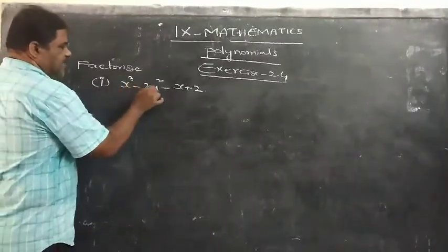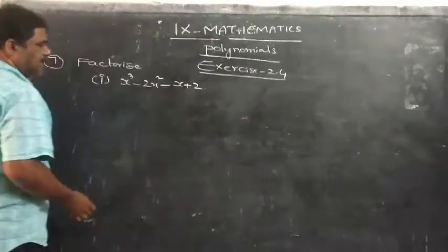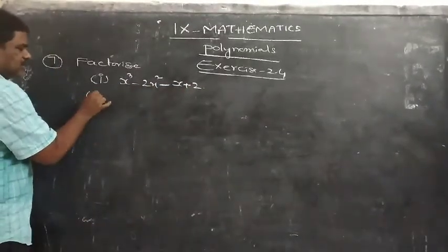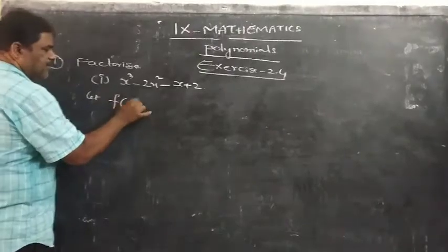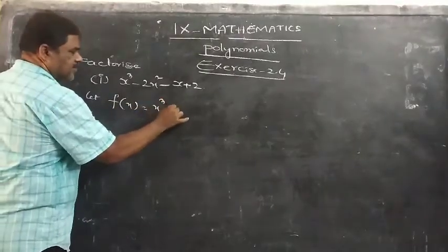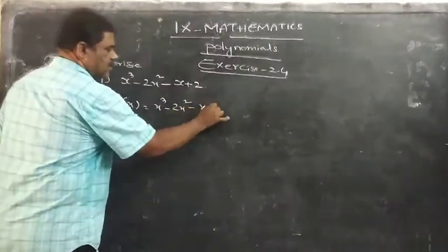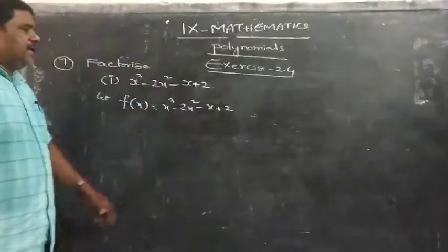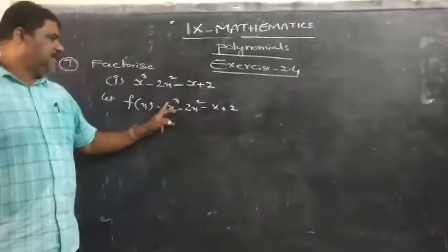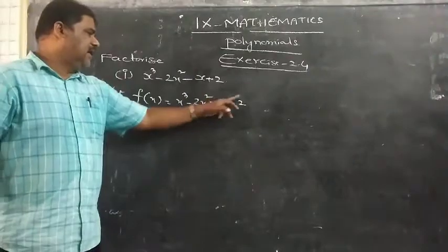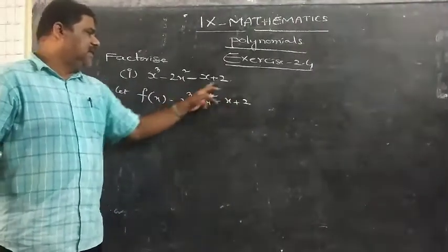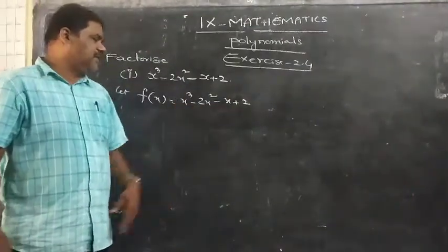Here, factorize x cube minus 2x square minus x plus 2. First, we have to suppose the given polynomial as f of x. Here the highest power of x is 3. So if the highest power of x is 3, then this polynomial will have 3 factors.